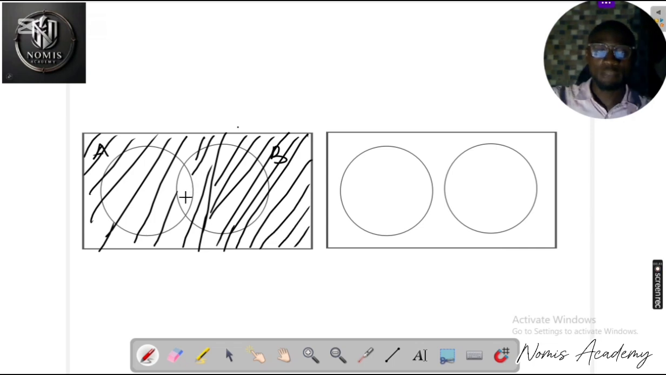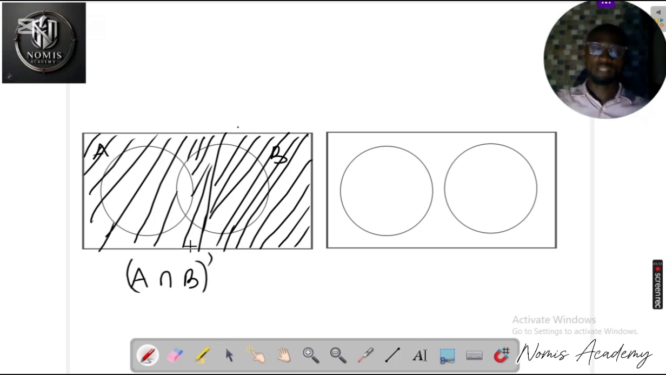So you can see this particular part is not shaded. So we say this is A intersect B complement. The intersection is not part of what we are representing. The common elements are not part of what we are representing in the diagram. So this is A intersect B complement.